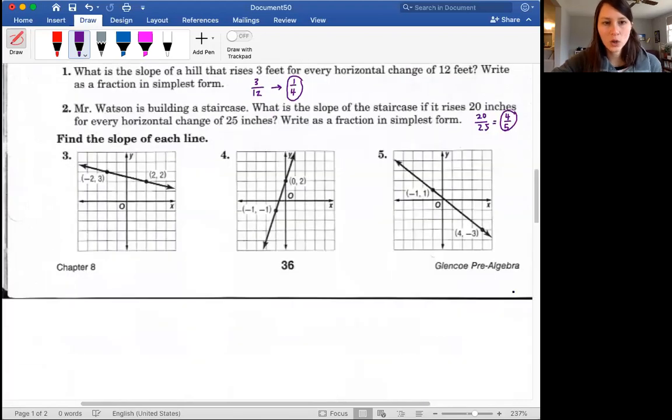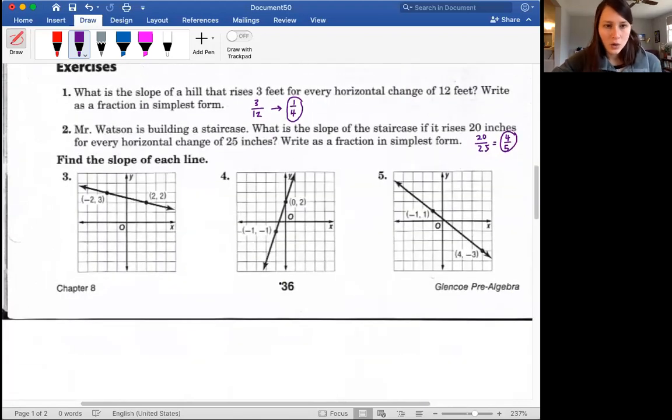Now we're going to find the slope of these graphs. So number 3, looking at the 2 points, I'm going to count. Well, from this point to this, it's going down 1. So I'm going to use a -1 to show that. And then it's going to the right 1, 2, 3, 4, to the right 4. So -1/4 is the slope.